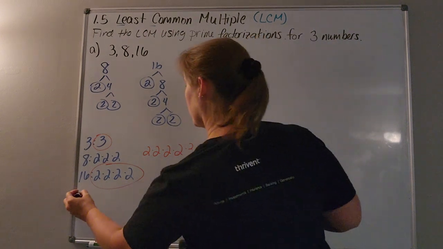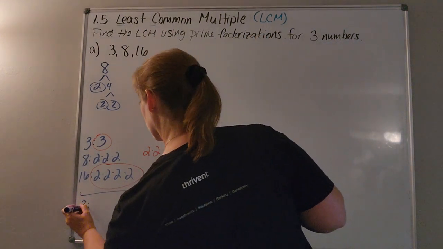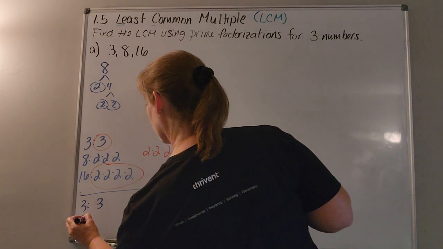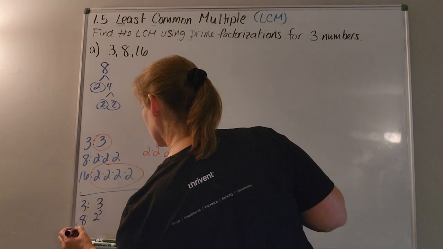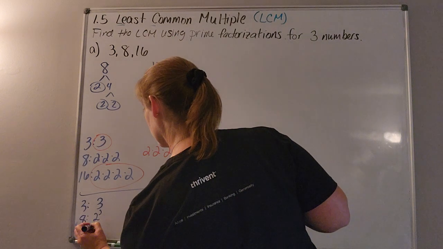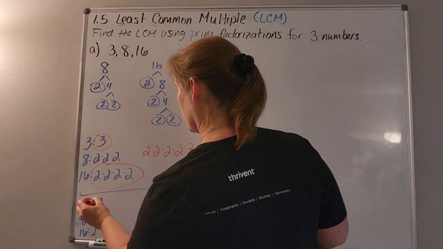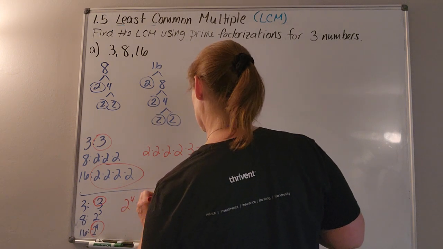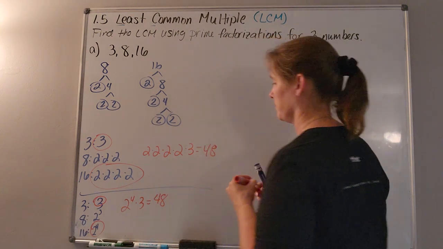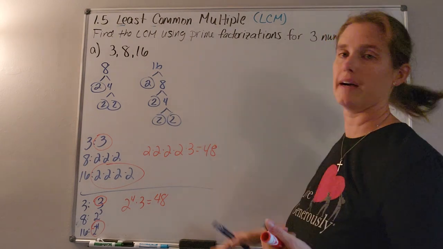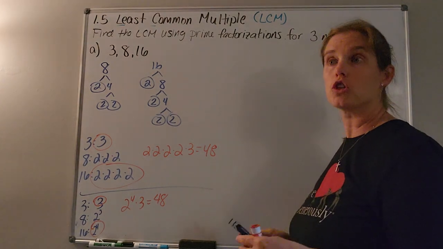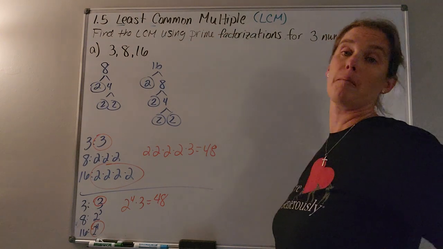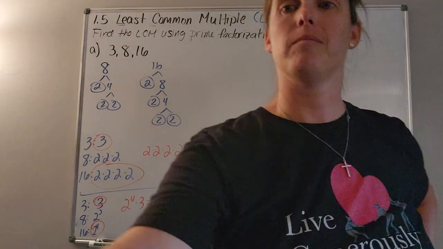Or, if we had written it this way, 3 is just 3. 8 is 2 to the 3rd. 16 is 2 to the 4th. So we take 3 and 2 to the 4th. 2 to the 4th times 3, still 48. Either way you want to find the LCM. So just remember, if you have a prime number, it's already prime factored for you. It is the number. That's all you need to know for that one.